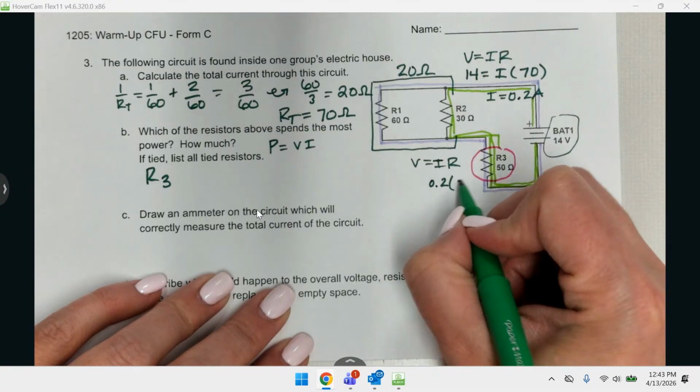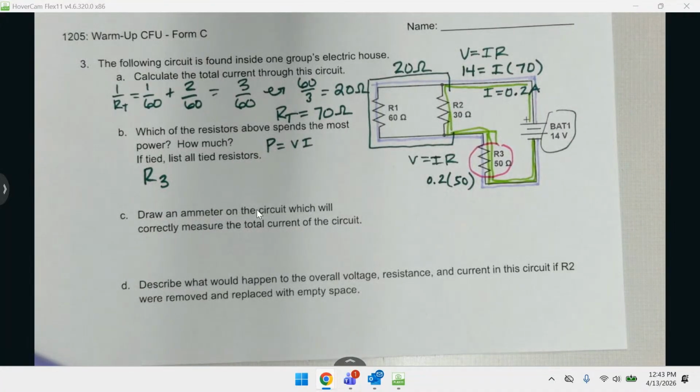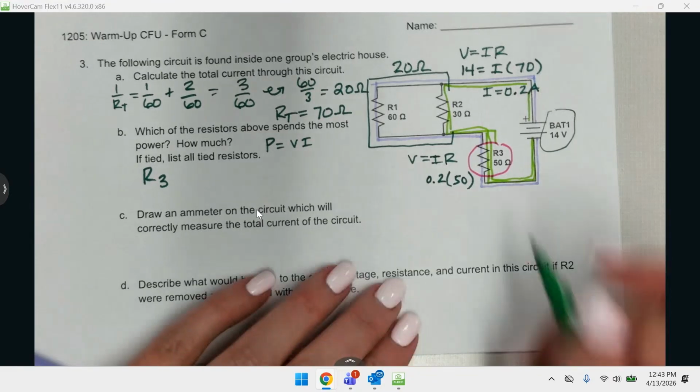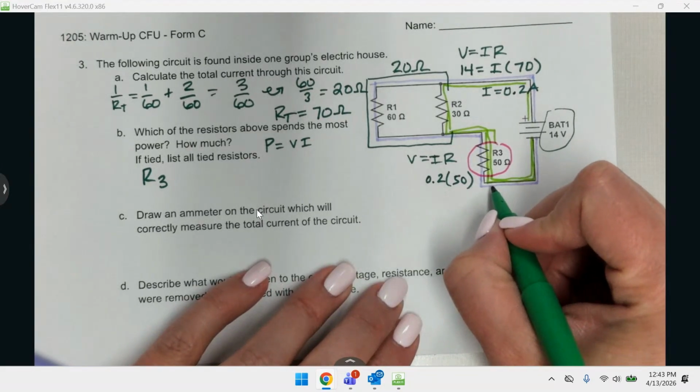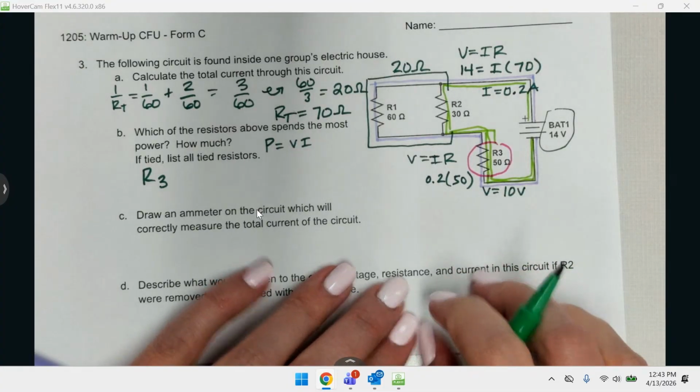My resistance here is 50. Okay, and so that's what goes in, and that's what's going to give us the voltage drop. So 0.2 times 50 is going to give us a voltage drop of 10 volts. So my voltage drop here is 10 volts. That's not my answer.